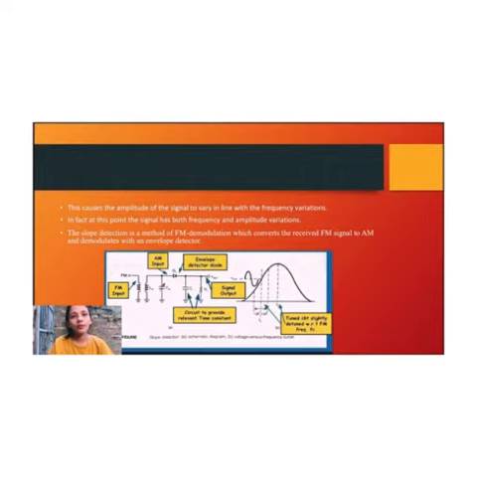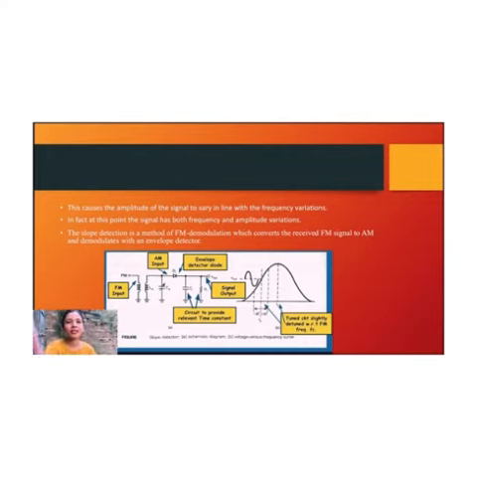The slope detection is a method of FM demodulation which converts the received FM signal to AM and demodulates with an envelope detector. Slope detector. As you can see, the diagram below shows the slope detector. There is an input FM.